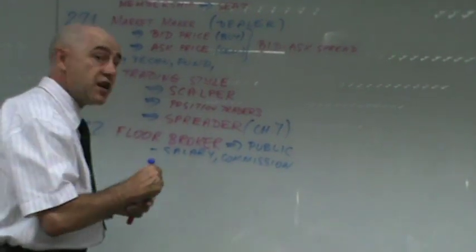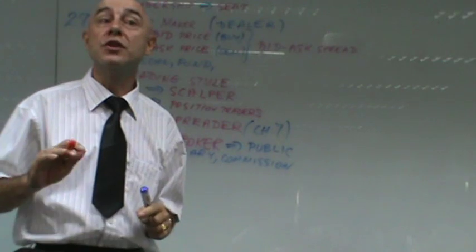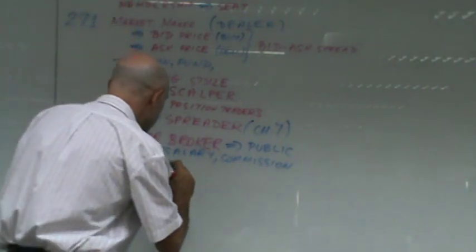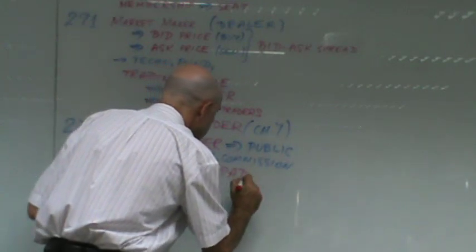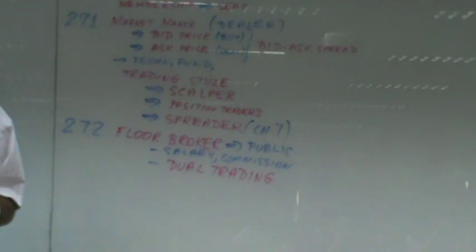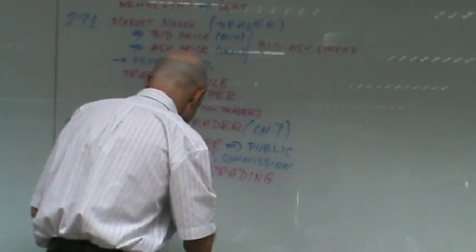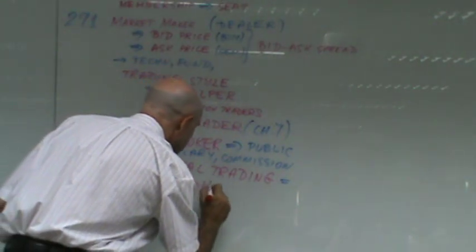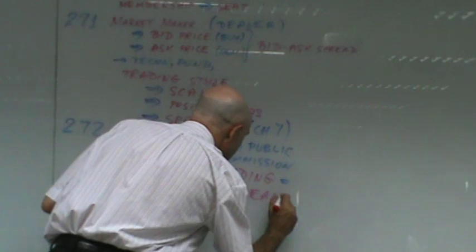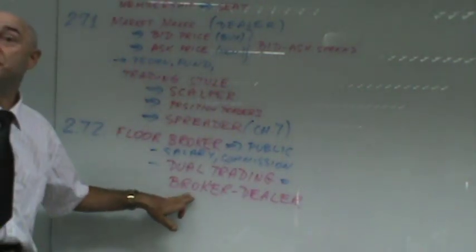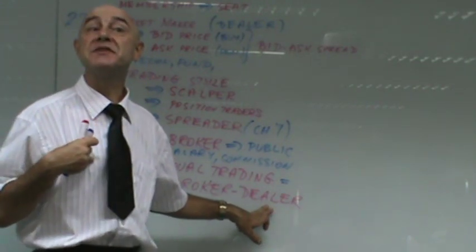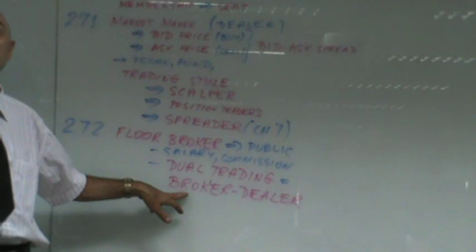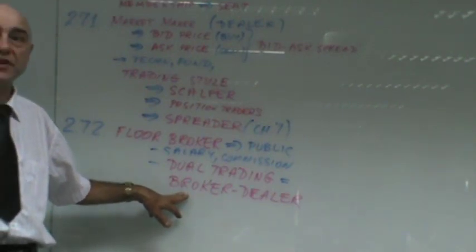Some can do both. Some can do only for the public, and others can do both for the public and for themselves. This is known as dual trading. Dual trading is another name for a company which is known as a broker-dealer. Broker executing for the public, dealer executing for themselves. In general, they're allowed to be broker-dealers only if they provide priority for the public, which they usually don't, but that's a different story on the legality.